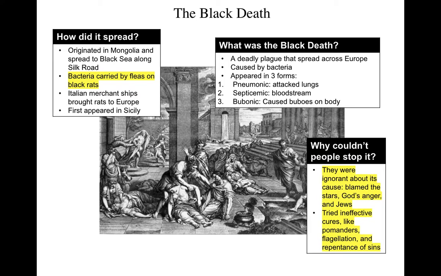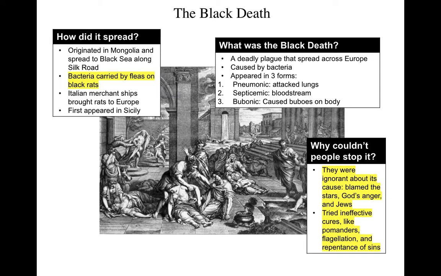So why couldn't people stop it? They were ignorant about its cause, so they blamed the stars, they blamed God's anger, they blamed the Jews, all things we talked about in the last set of notes. And so they tried ineffective cures like pomanders, flagellation, and repentance of sins. Pomanders are those balls of smoke. A priest would come into your house with incense in it, and they would fan that over the sick.